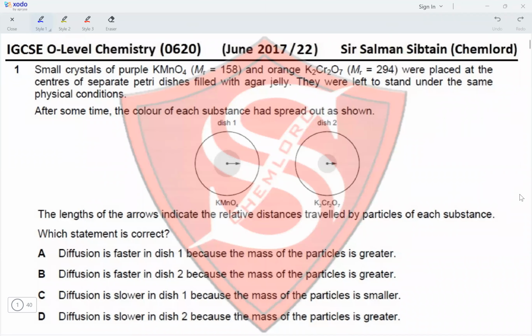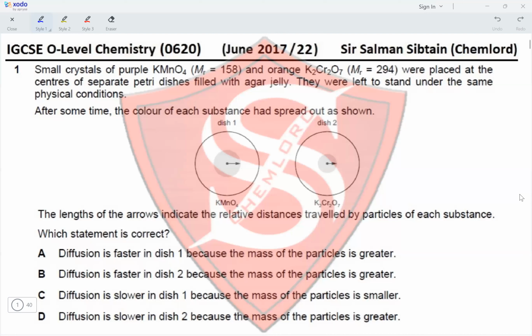Hi guys, this is IGCSE O-Level Chemistry, paper 22, June 2017, question 1. Small crystals of purple KMnO4, Mr 158, and orange K2Cr2O7, Mr 294, were placed at the center of separate petri dishes filled with agar jelly. They were left to stand under the same physical conditions. After some time, the color of each substance had spread out as shown. The lengths of the arrows indicate the relative distances traveled by particles of each substance.